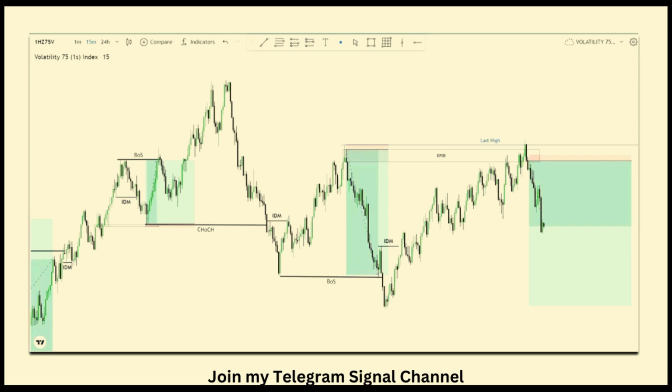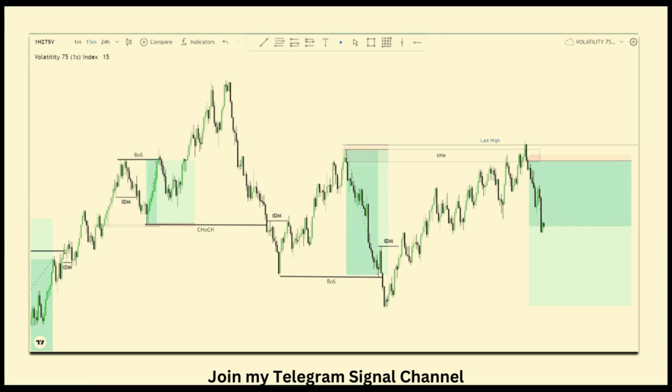So this is a screenshot of a live market. Today is 12 October 2023. You can check it out if you want. These setups form every day depending on the time frame you are using.